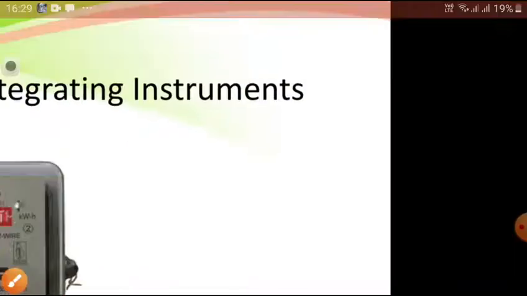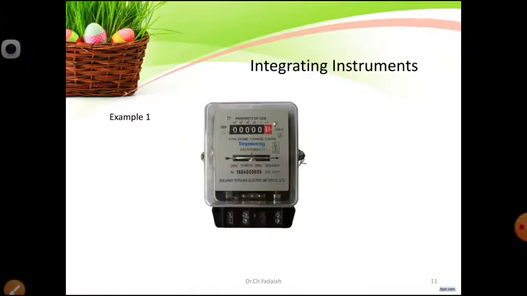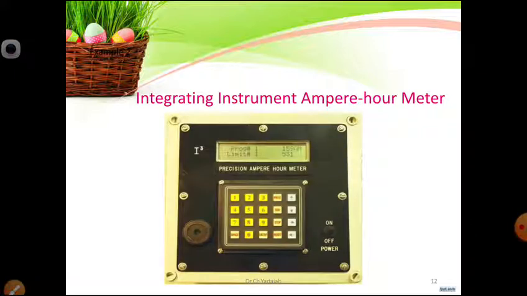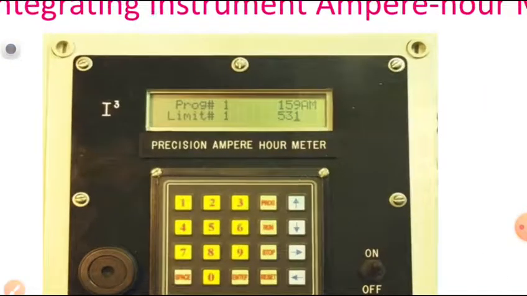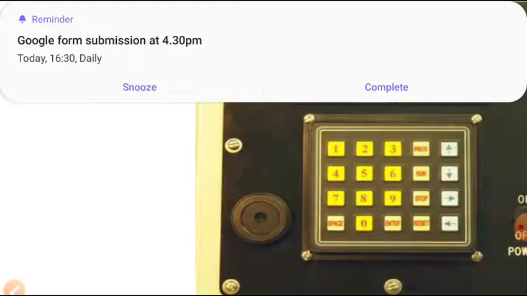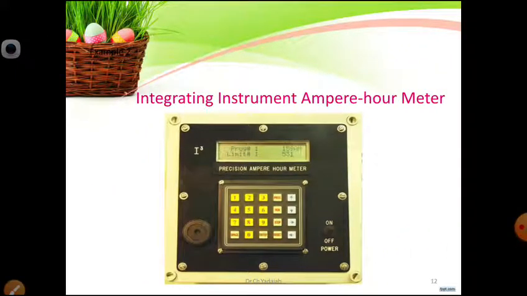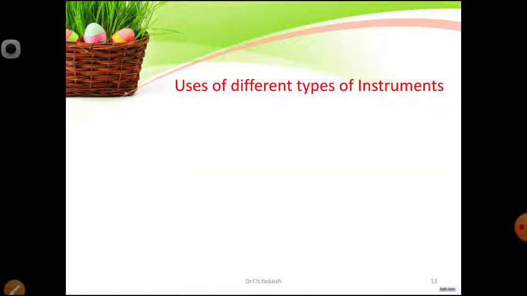Now you can see another example, the integrating instrument ampere hour meter. This is the electronic ampere hour meter. It measures how much current flows for a given period of time. Generally this type of instrument is used in substations and in power generating stations, in control rooms.